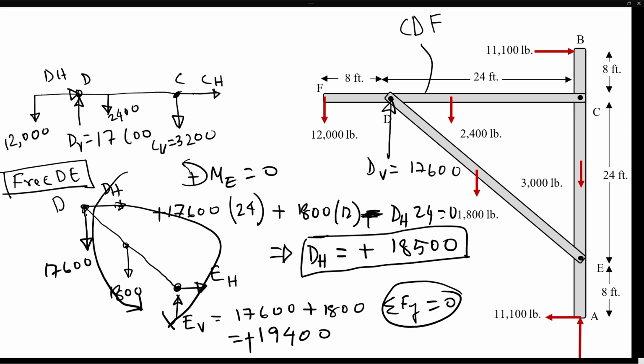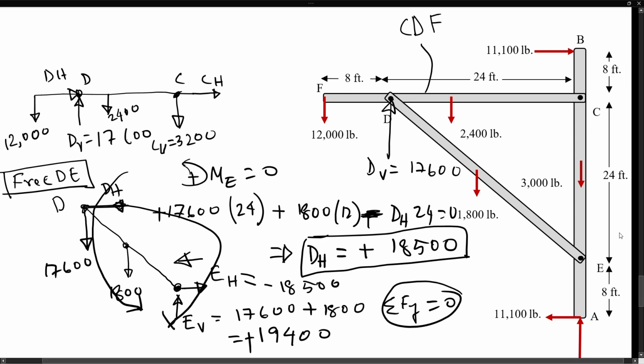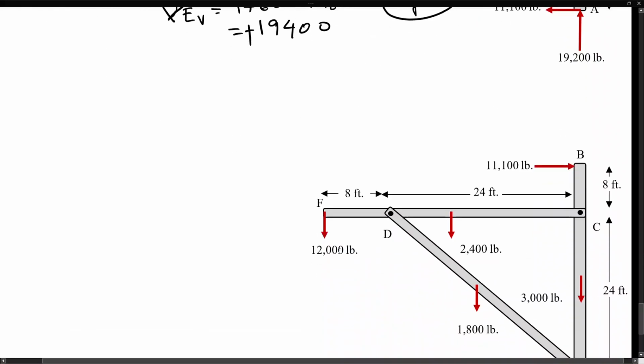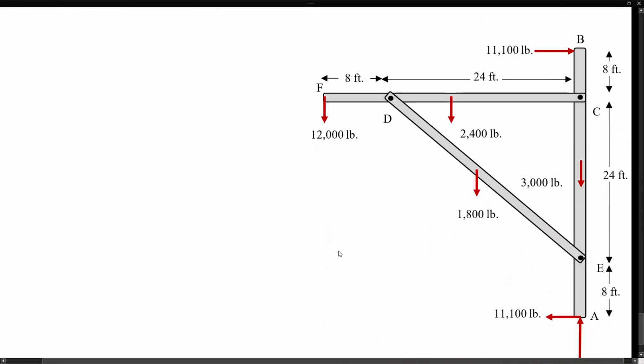If the DH is plus and is acting in this direction, then that has to be balanced by EH, so it's going to be exactly the opposite. So either you say it is in the left direction along the x-axis, or EH is minus 18,500. Now next, what I would like to do is to redraw that DE member with the correct signs of the forces. Our assumed direction was wrong for one of them, since it came out negative, so let's redraw the DE member. So we're going to do it right here. I'm going to redraw that DE member.